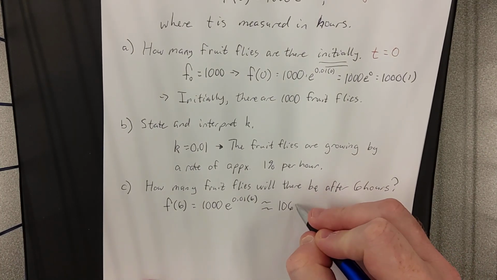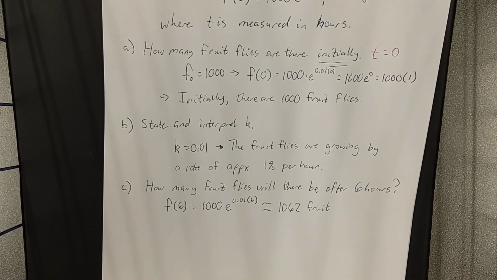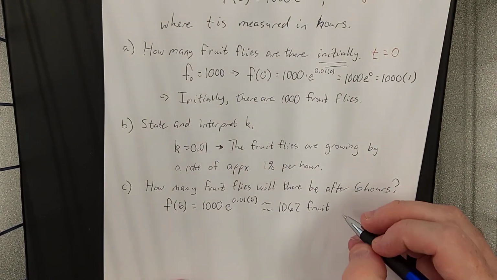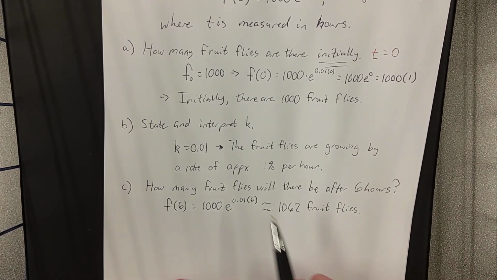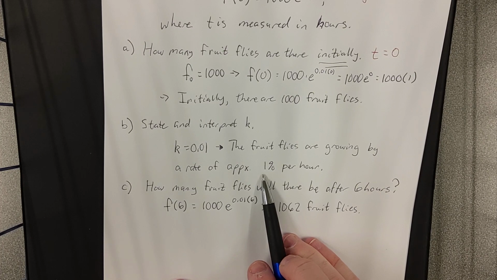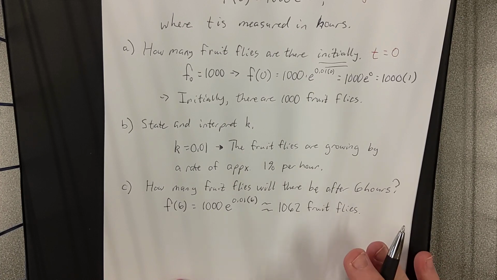Now, the reason that it's slightly higher than the anticipated 1060 is due to the fact that as soon as the population starts growing, 1% of that population is now going to be slightly bigger than 10 fruit flies. Now, it's not a lot bigger. In fact, it would be represented as a decimal for the first little while. But this is what we mean when we say an exponential growth function: it is growing not at a constant rate, so it's not just a flat 10 fruit flies per hour, but 1% of the population as that population is growing.